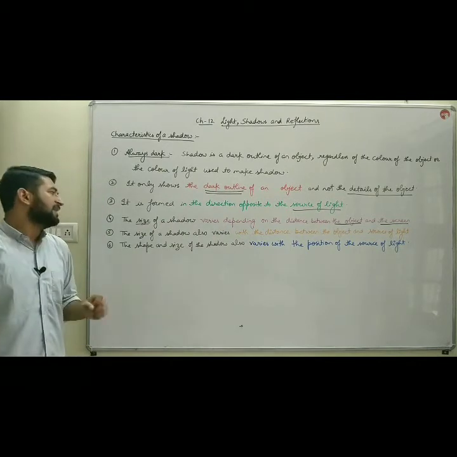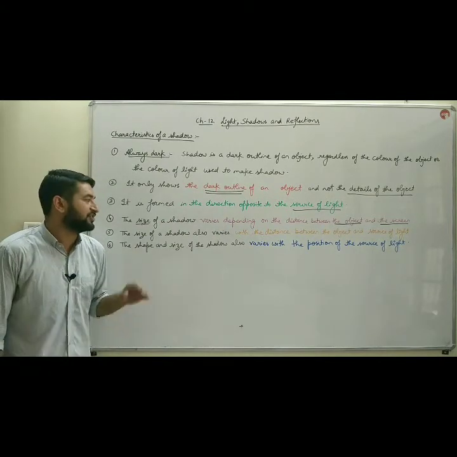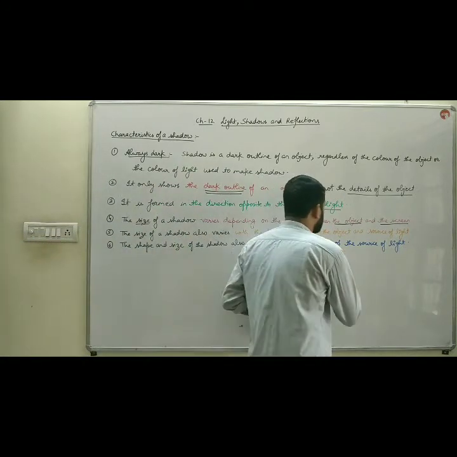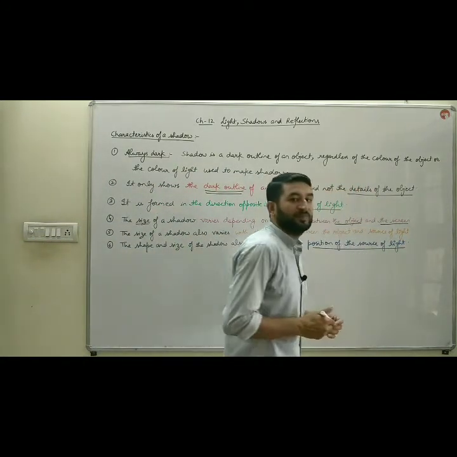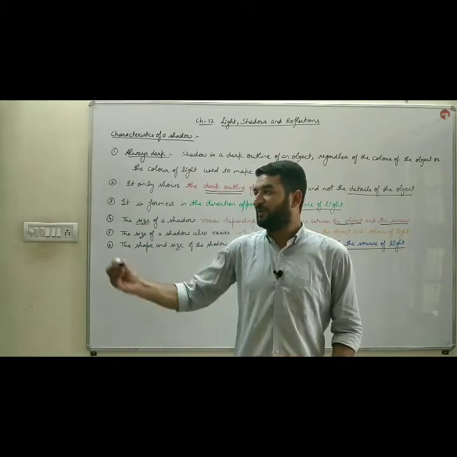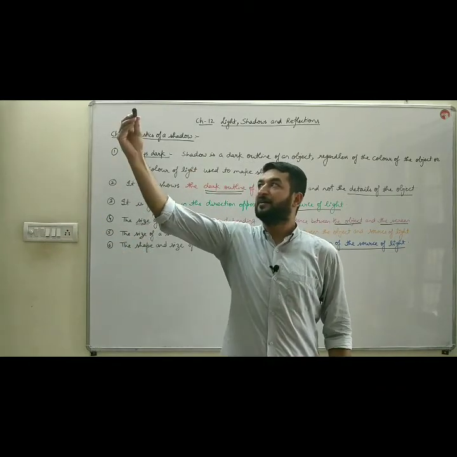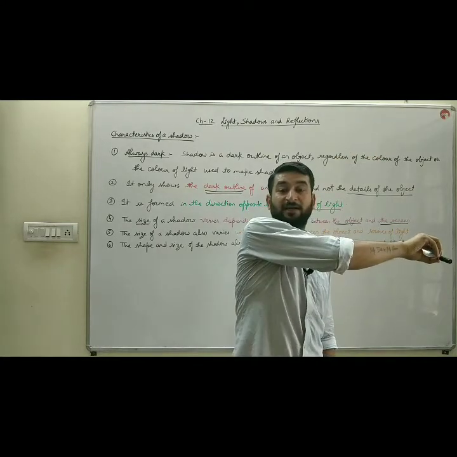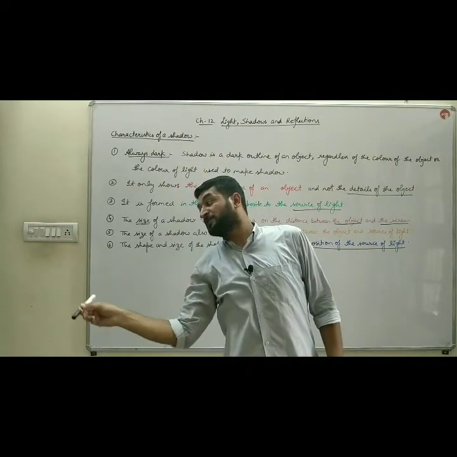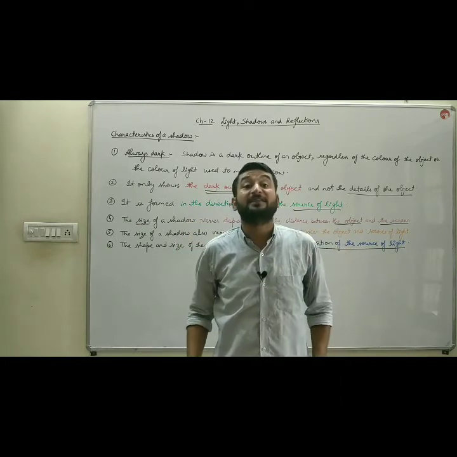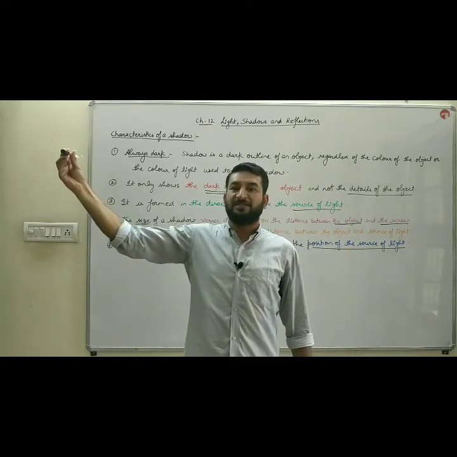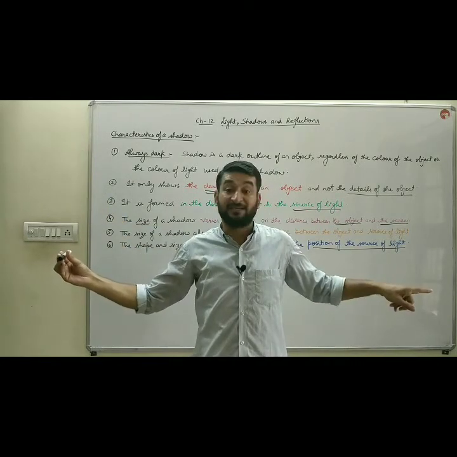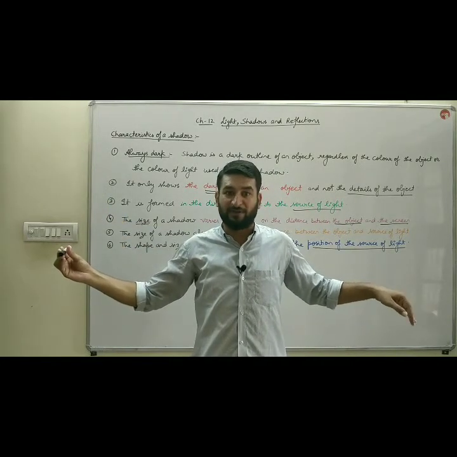The last one is the shape and size of the shadow also varies with the position of the source of light. Position means whether that source of light is placed here, here, here, here, and here. By these positions, the shadow varies. If the object is here, the shadow will be like this much. If the object is here, the shadow will be like this, and a bit longer.